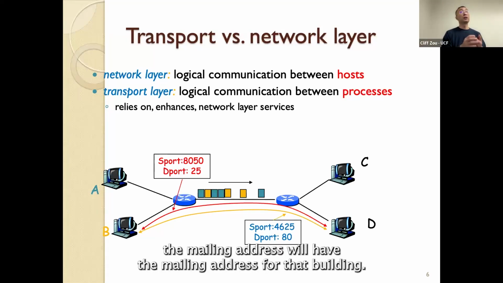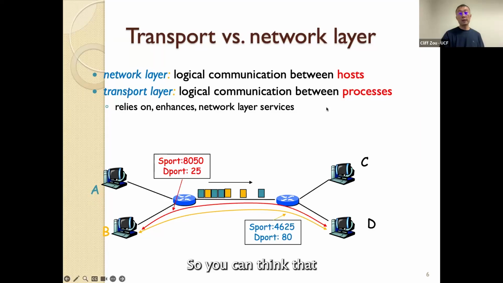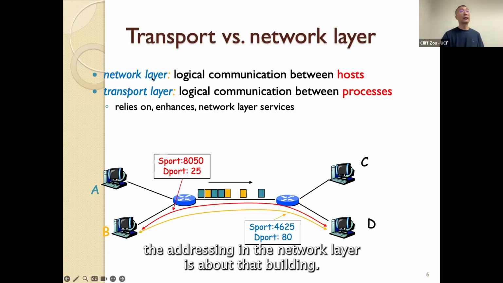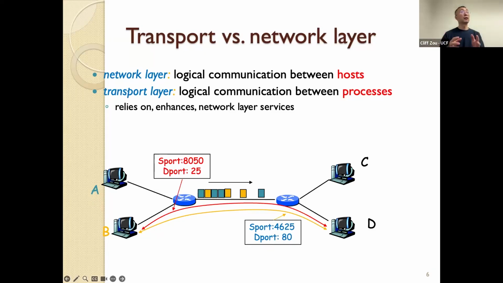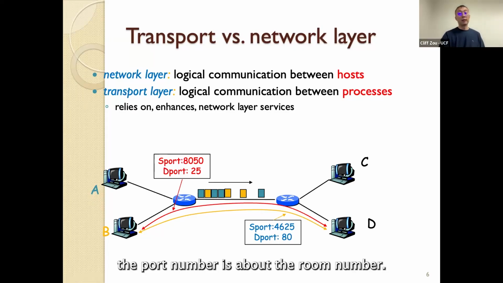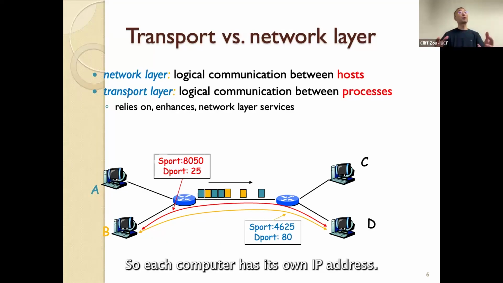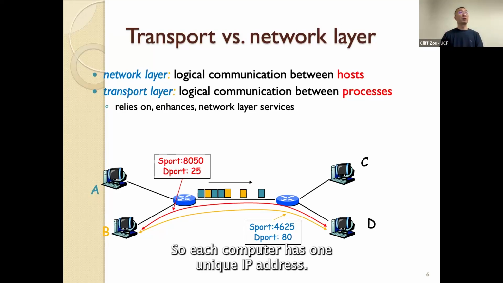Then when you deliver it, the mailing address will have the address for that building, and in addition, the room number for your friend. So you can think that the addressing in the network layer is about that building, and the addressing in the transport layer, like the port number in TCP, is about the room number. Each computer is like a building, so each computer has its own unique IP address.